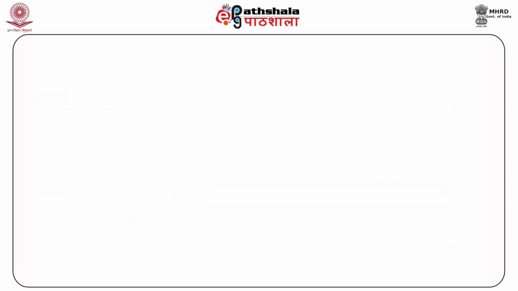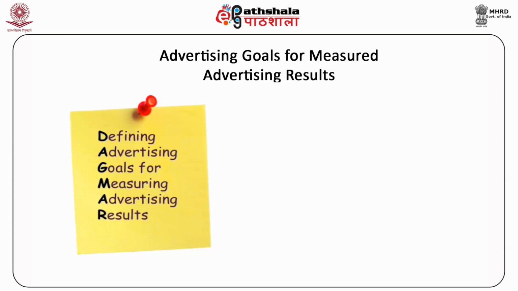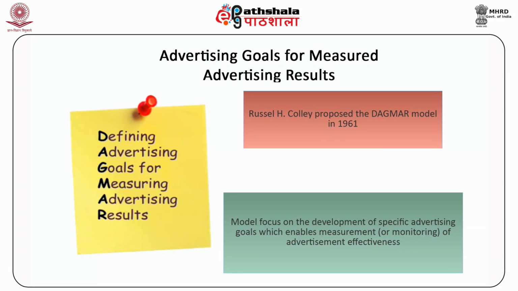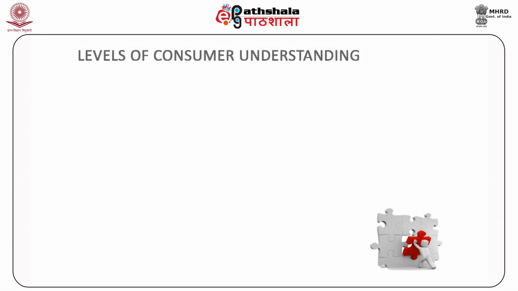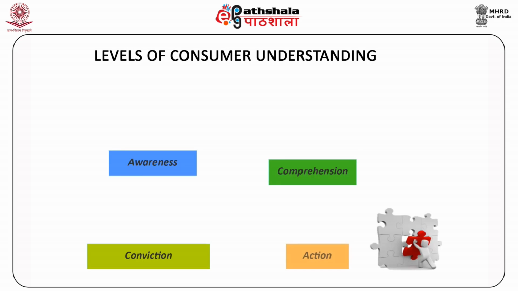Let us move our discussion to defining advertising goals for measured advertising results, that is DAGMAR. Russell H. Colley proposed the DAGMAR model in 1961. The model focuses on the development of specific advertising goals, which enables measurement or monitoring of advertisement effectiveness. These objectives relate to the four levels of consumer understanding, from unawareness to awareness, comprehension, conviction, and action.